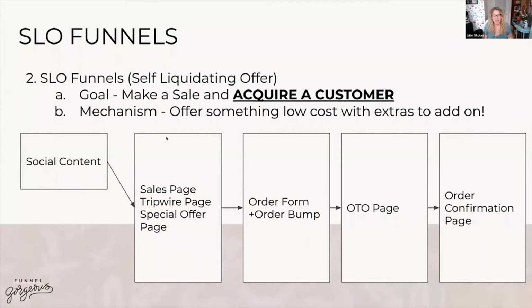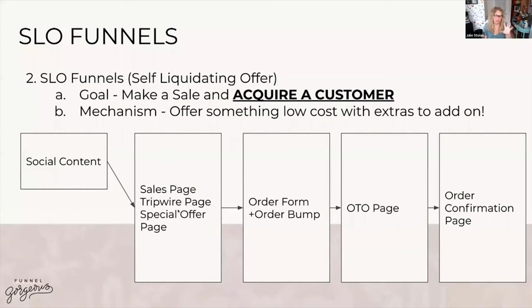At the bottom it said, hey, do you want to wrap this crate in duct tape to make it even harder for your hubby to open for $10? And I was like, hell yes, I do. And I hit yes. And that is a classic order bump because it was $10 for them to wrap it in duct tape to put it under the Christmas tree and make it impossible.